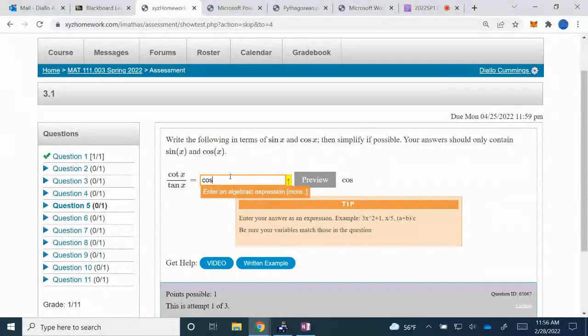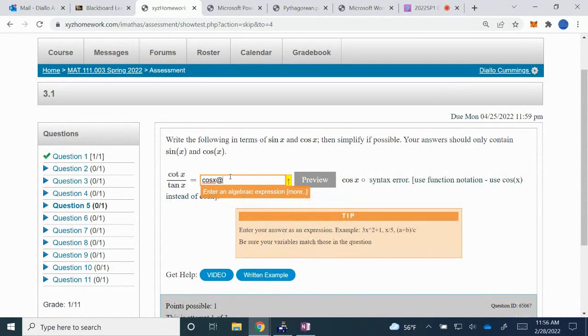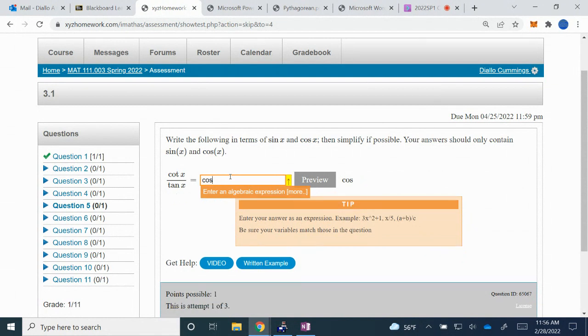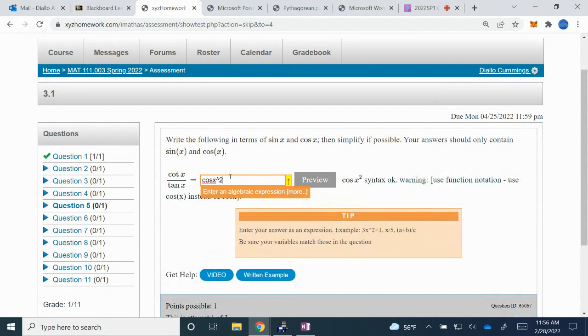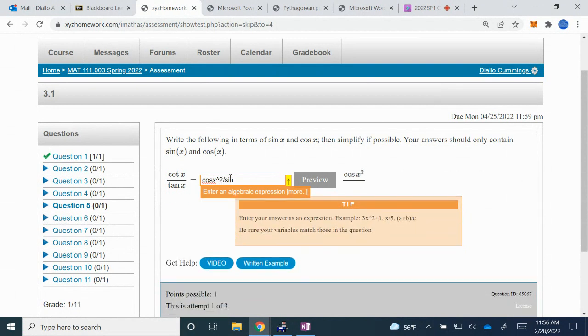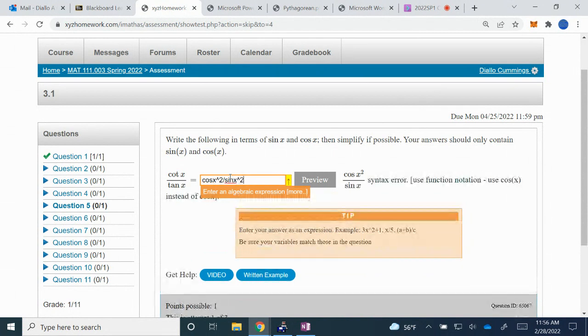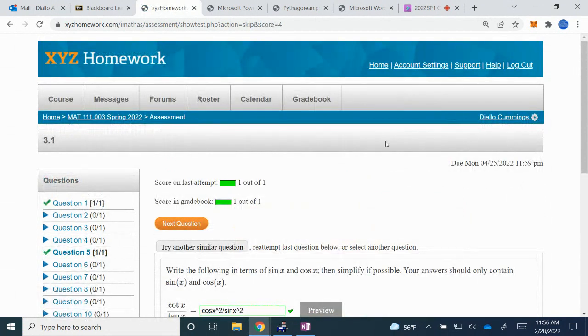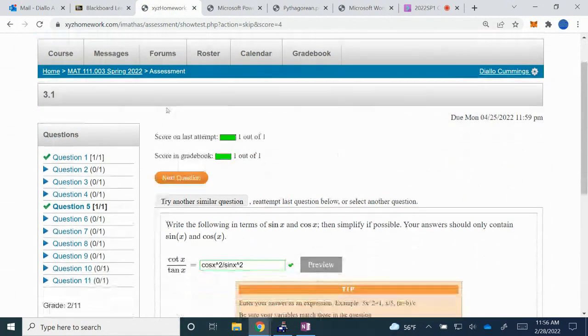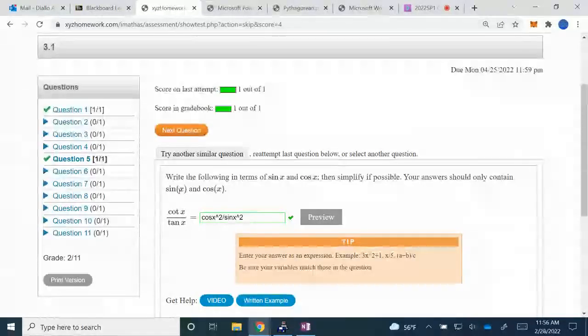So that's cosine x squared divided by sine x squared. All right, so we changed everything to sine and cosine, and then we simplified.